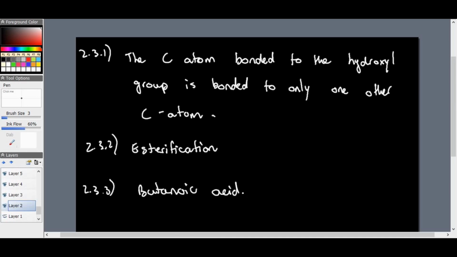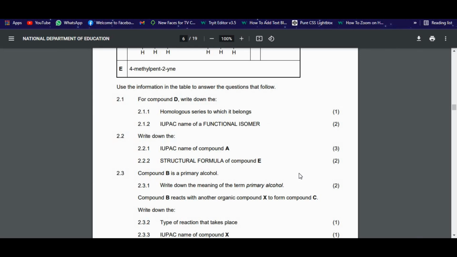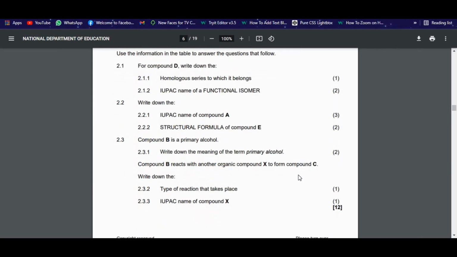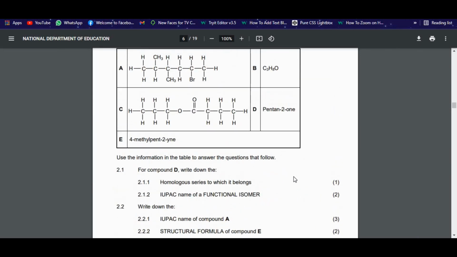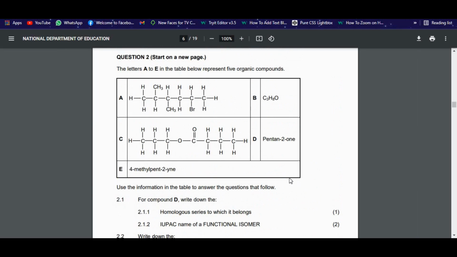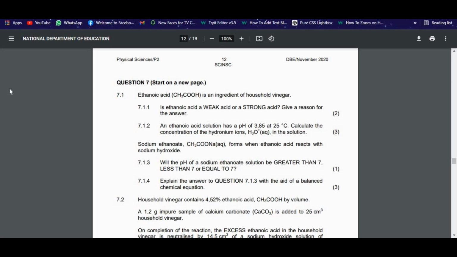Okay, and that wrapped up 12 marks of juicy goodness. All right, not bad, pretty straightforward. I would say this little table of organic compounds was pretty straightforward. Okay, question 7. We're jumping to question 7. It's the acids and bases section.